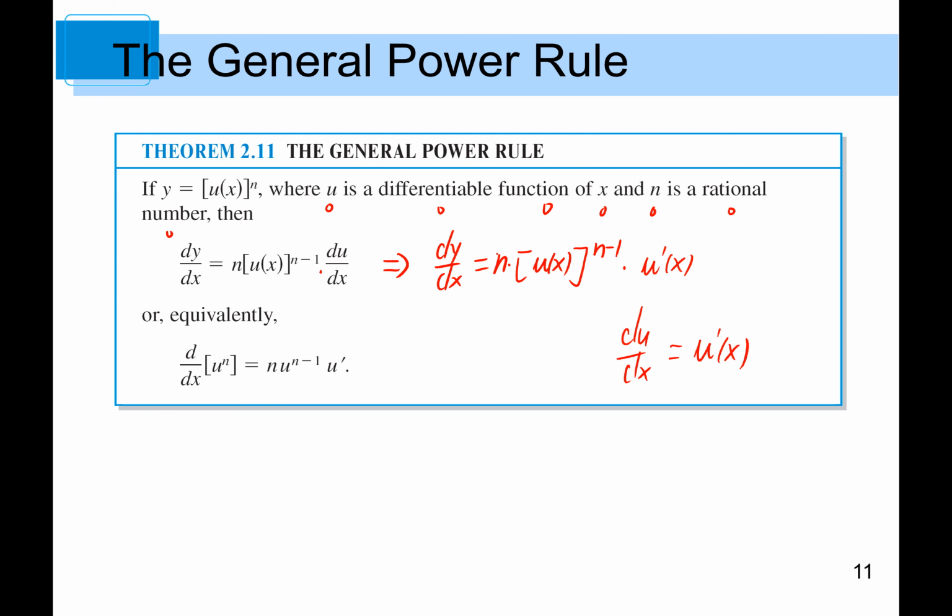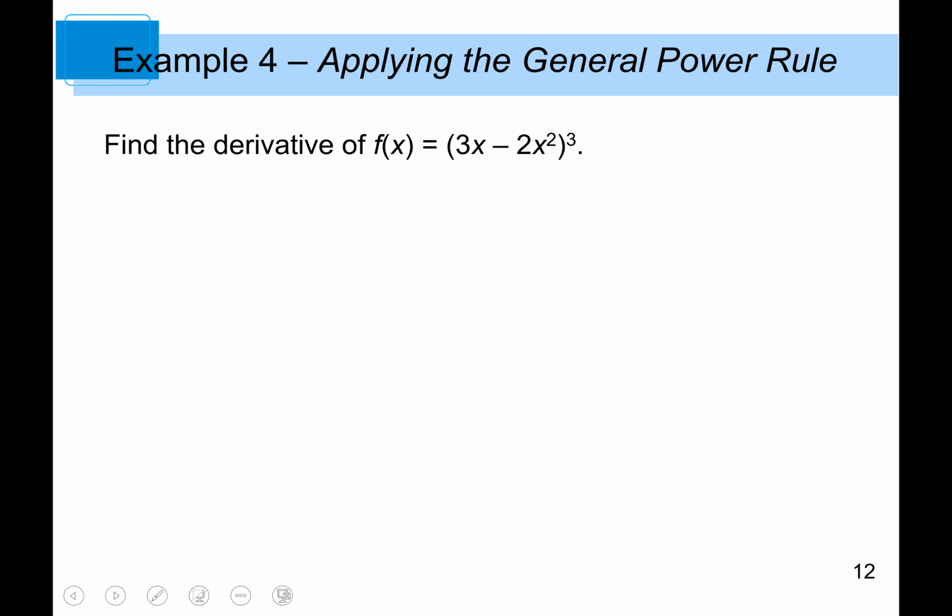So u of x is an inner function. You differentiate the function [u(x)]^n using the power rule, and after that you multiply by the derivative of the inner function. To put it in a simple form, the derivative of u^n equals n times u^(n-1) times u prime, the derivative of the inner function. So let's take a look at this example.